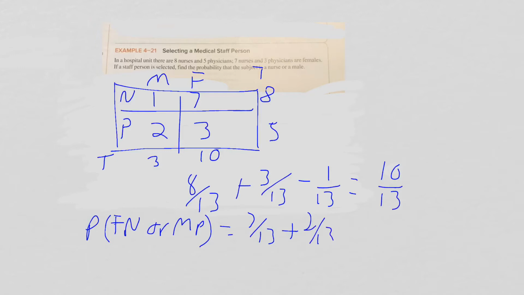out of 13. Then again, we have to figure out, is it mutually exclusive or overlapping? In here, because we just took the female nurses and the male physician, there was not an overlap because there is not a female nurse that is also a male physician. So there is nothing that we need to subtract. There was no number that we counted twice. So we add 7 over 13 plus 2 over 13, which would give us 9 over 13. And that would be that probability.